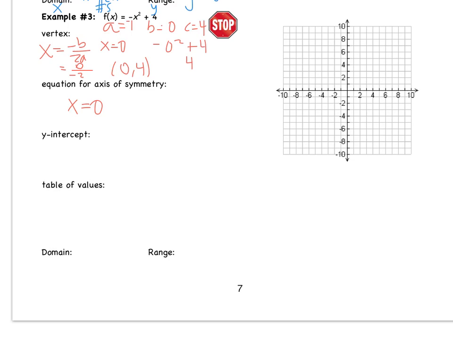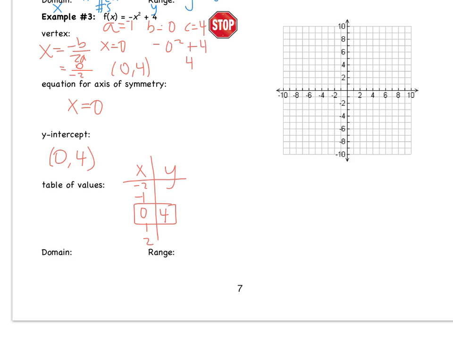Your y-intercept happens when you substitute in 0 for x. Well, your y-intercept and your vertex in this case end up being the same. They're both 0, 4. And then you should have done your table. Remember that 0, 4 goes in the middle. I'm going to choose two values smaller, so negative 1 and negative 2, and two bigger, 1 and 2. And then we should have substituted in.